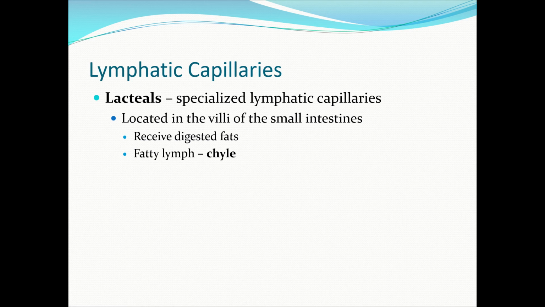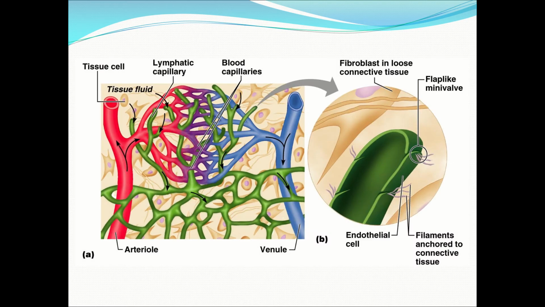Special lymphatic capillaries called lacteals, located in the villi of the small intestines, receive digested fats from the fatty lymph, which is called chyle, and then it can circulate into the body. This illustration shows the lymphatic capillaries intertwined with the blood capillaries and the many valves that open as the tissue fluid increases. This helps prevent swelling.